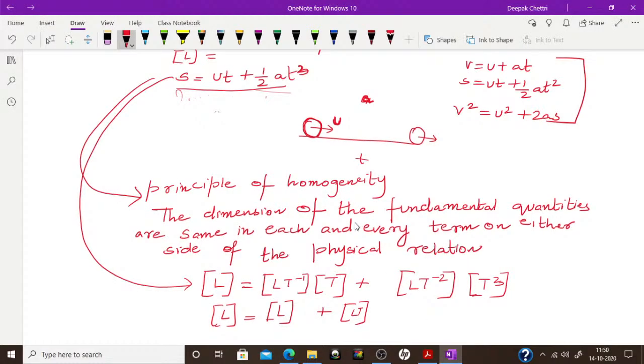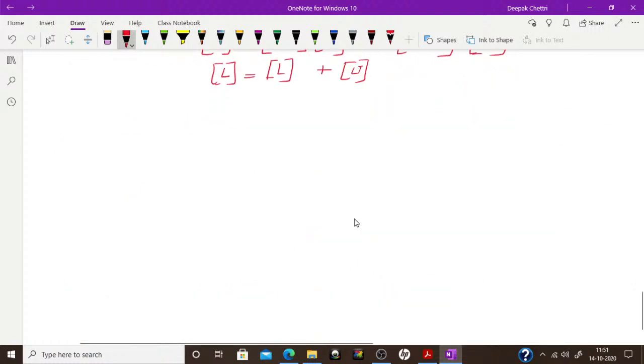Okay, so that is the second use of dimensional analysis. The last one, number 3, is to derive a relation. Let me give you an example.